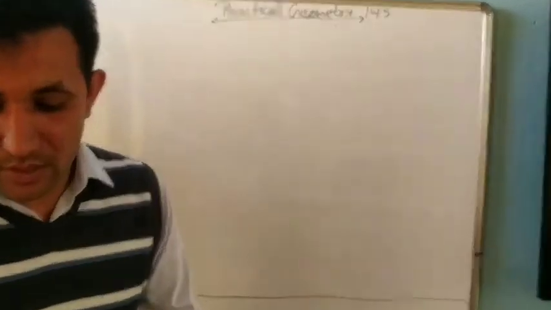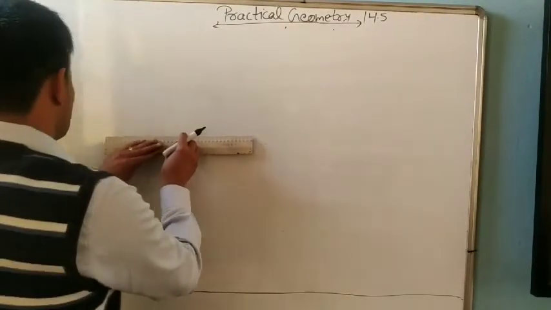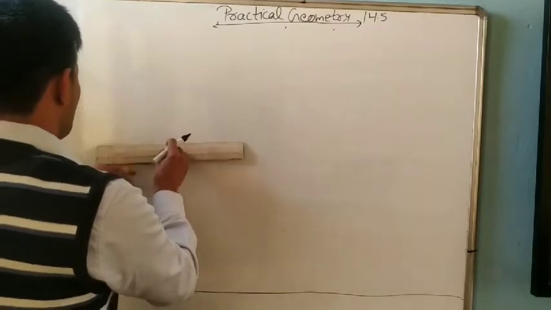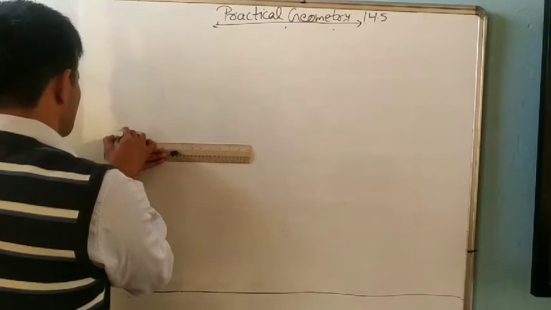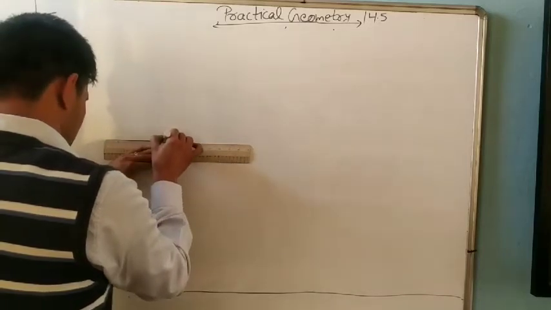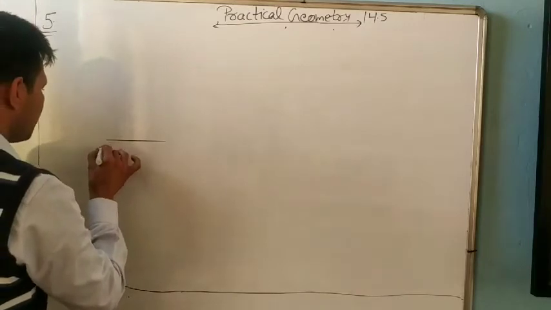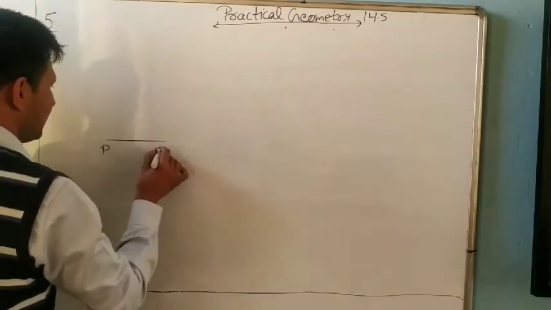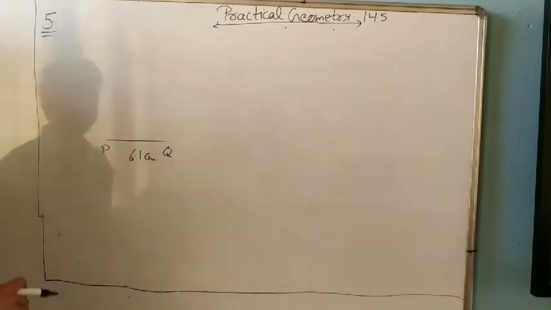Okay. Next, question number 5. Draw PQ of length 6.1. So take PQ 6.1. Okay. It is P and it is Q. How much? 6.1 centimeter.